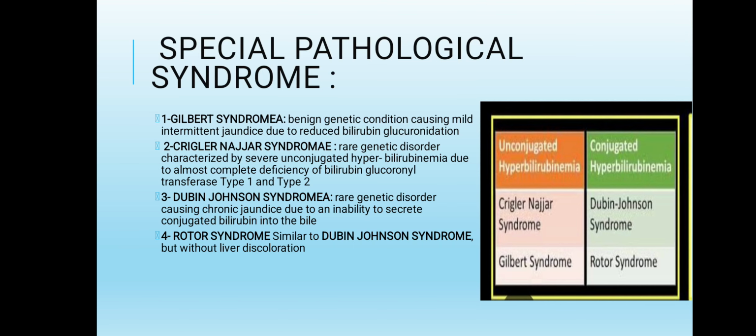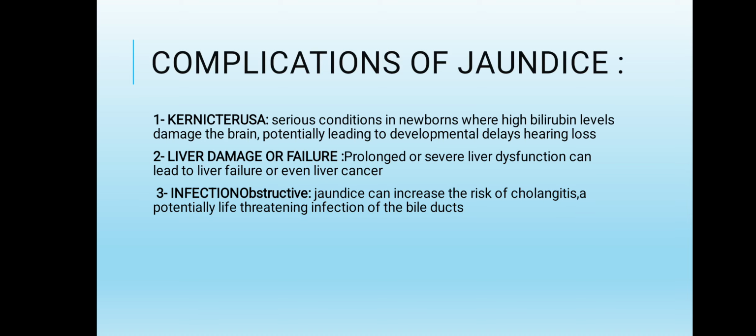Then we will discuss the complications of jaundice. Complications of jaundice can vary depending on the underlying cause. Some potential complications include, first, kernicterus. Kernicterus is a serious condition in newborns where high bilirubin levels damage the brain, potentially leading to developmental delays and hearing loss. It causes permanent neurological damage.